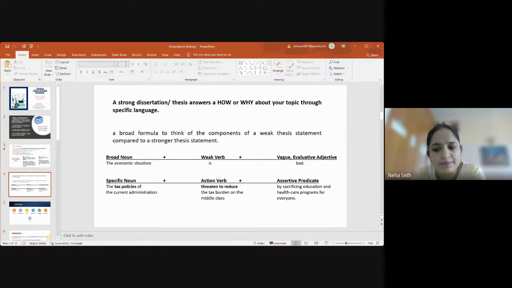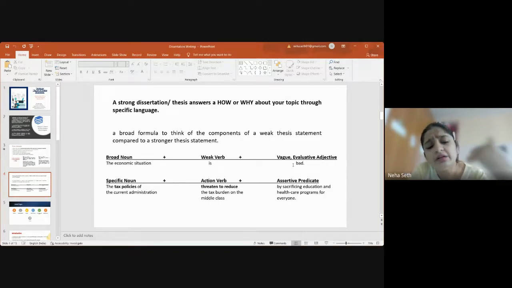So a weak problem statement can be seen in the first part of the table given here. The statement is: the economic situation is very bad. It is a very generalized statement, which may be applicable to any economy. It includes three parts: a broad, common noun; then a very weak verb, because it is just mentioning and we are not using a proper verb here; and then a vague adjective, bad.